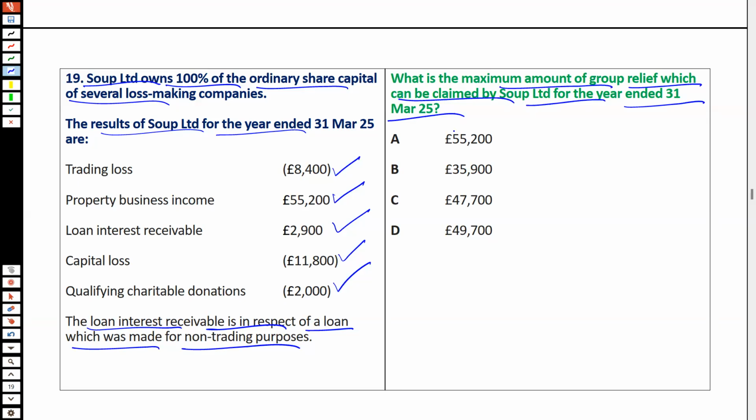We are talking about group relief. We are not talking about capital gains group, right? We are talking about group relief. So be clear on that. Trading loss to be included, property income to be included, loan interest to be included, capital loss excluded because, as we discussed in the previous question, capital losses cannot be adjusted because they have their own mechanism which is called the capital gains group.